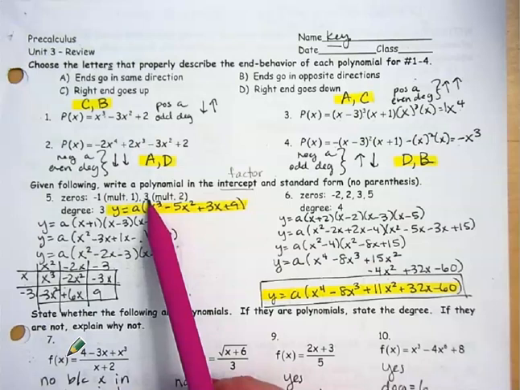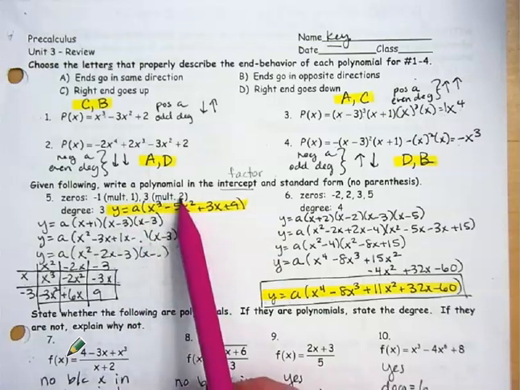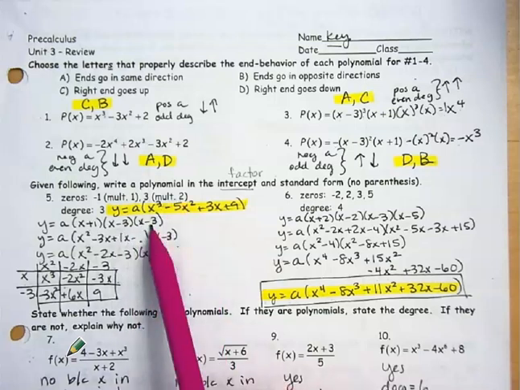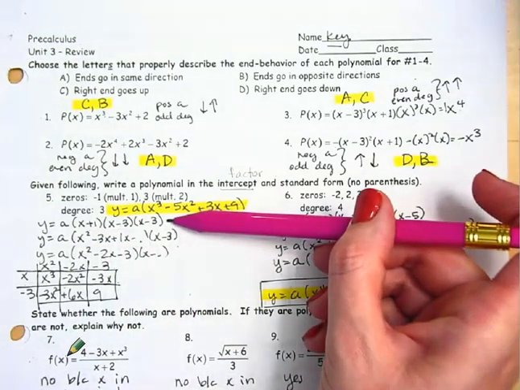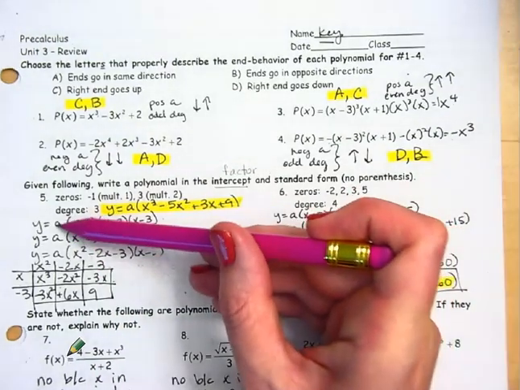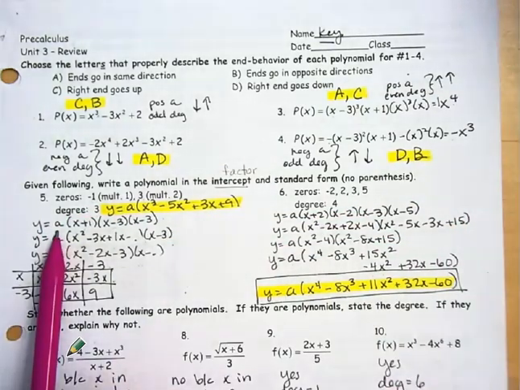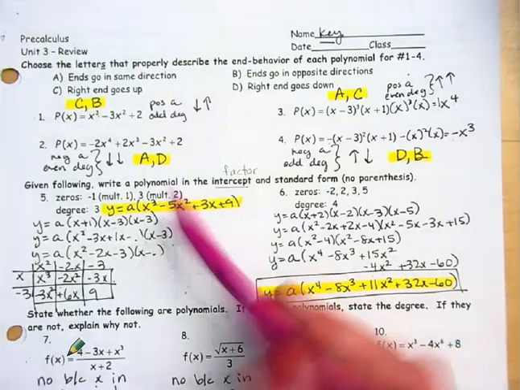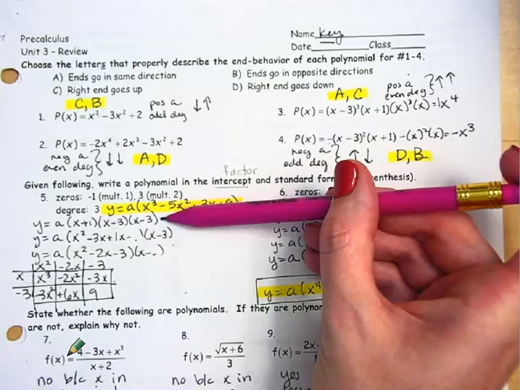Then we have the 0, 3. Its factored form is x minus 3. It has a multiplicity of 2, which means it occurs twice. So this is my factored form right here. I have an a as a placeholder. The problem is not asking me to solve for a. I just put it there as good practice. And so this is the intercept or factored form here.